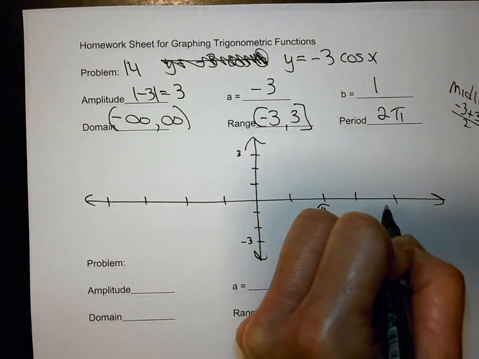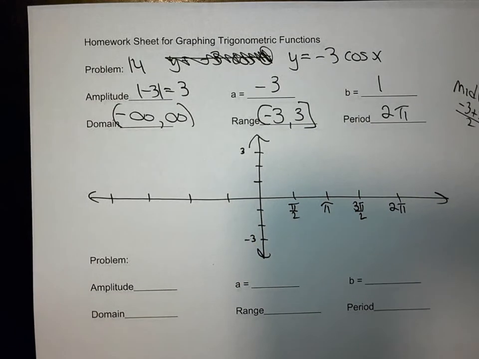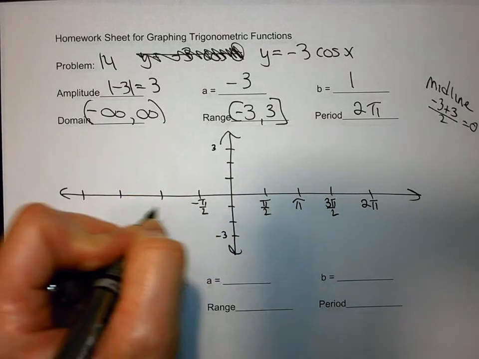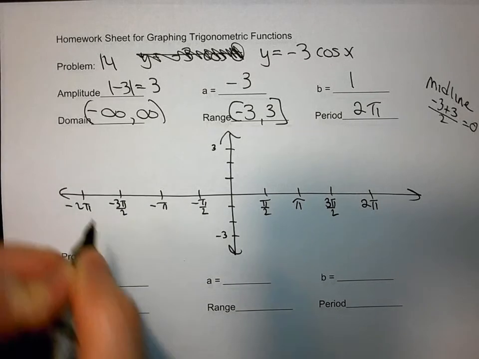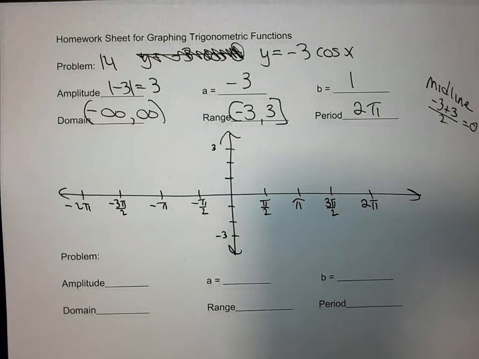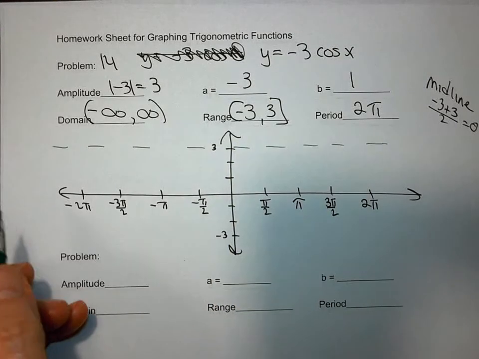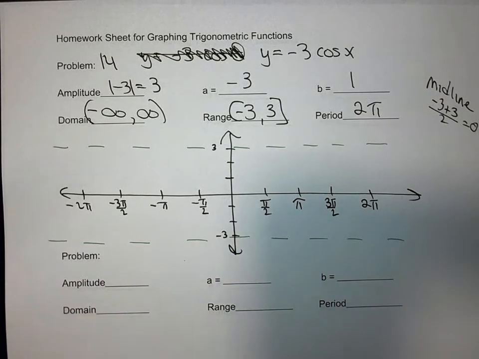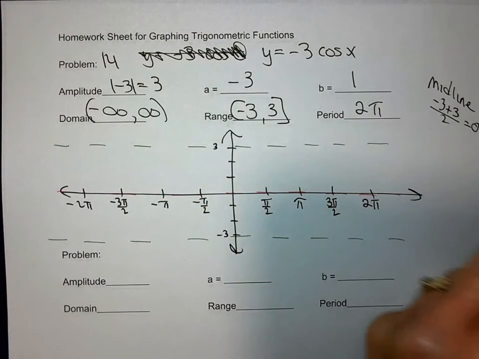So pi, 2 pi, pi over 2, 3 pi over 2. As you can see, if there is no b, if a is the only change, you're always going to go from 0 to 2 pi or 0 to negative 2 pi. So minus pi over 2, minus pi, minus 3 pi over 2, and minus 2 pi. Okay, so our upper and lower, the uppermost where we're going to go is 3 because of the amplitude, and my lower piece is going to be at negative 3, and then my midline is actually the x-axis, excuse me, the y-axis again, so this is my midline.